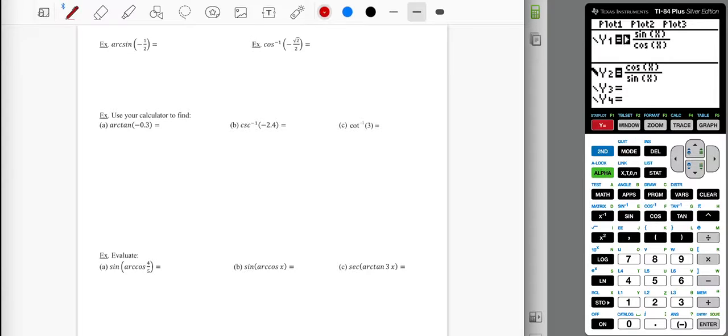What we want to be able to do is not only graph inverse functions, but evaluate them and apply our knowledge of calculus to these things. But we'll start with, or at least continue with, the pre-calc applications. Well, applications is a strong word, but applying our knowledge of the graphs of inverse functions.